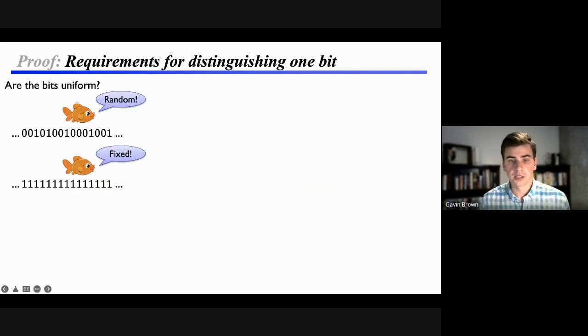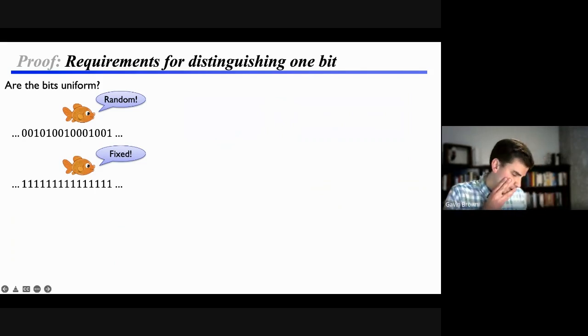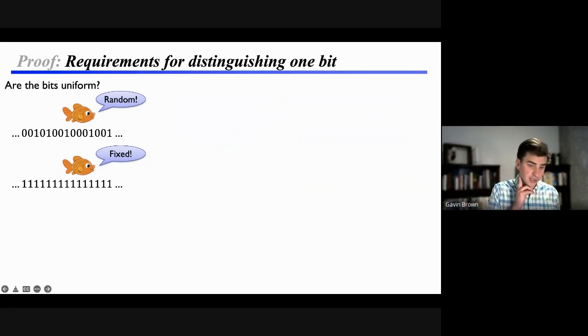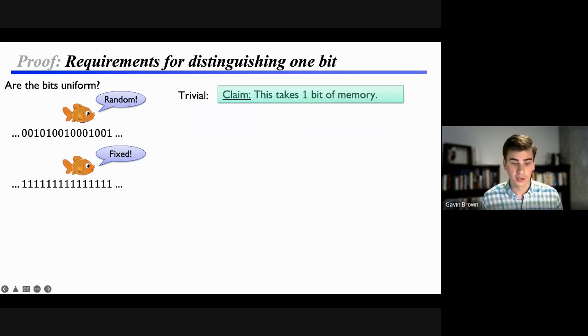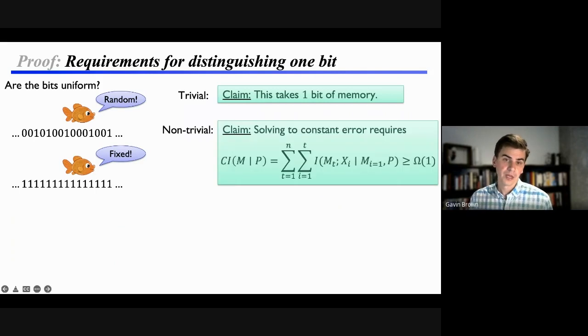To finish this section, I'll say a word about our lower bound for this 1-bit task, which is a kind of interesting lower bound. So again, the learner is asked to distinguish whether or not the stream it's given is uniformly random or fixed to all ones, just a 1-bit stream. So it's trivial to establish that this takes 1 bit of memory. This is a very easy task. You don't need to work hard. However, it's non-trivial to get a lower bound on this composable information cost.